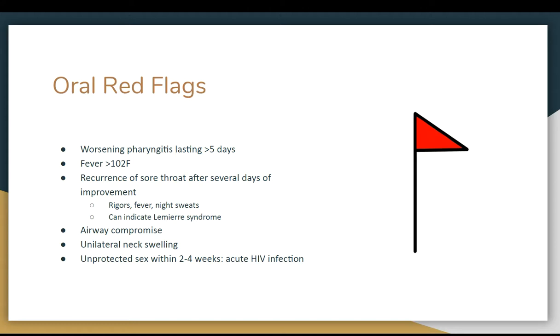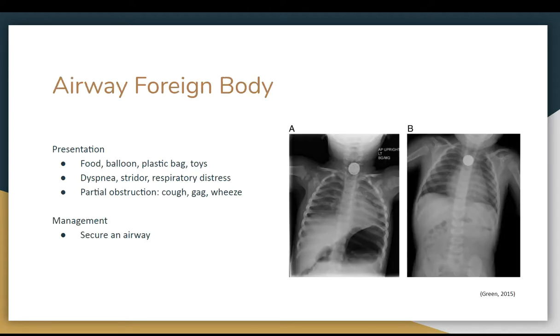If there's any airway compromise or unilateral neck swelling, those are two things that we get really concerned about, and we'll talk about the conditions that can indicate. And then finally, anytime you have a patient who presents with pharyngitis, you need to be thinking about the possibility of this being an acute HIV infection. So keep in mind, unprotected sex within 2 to 4 weeks could indicate that that's what this is. So keep that on your radar.